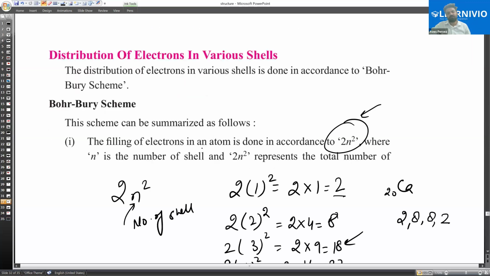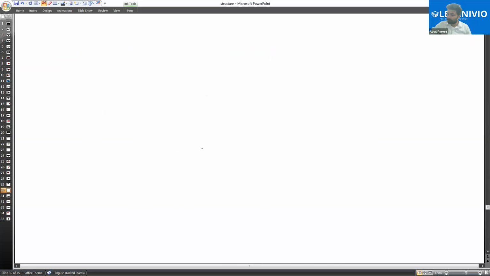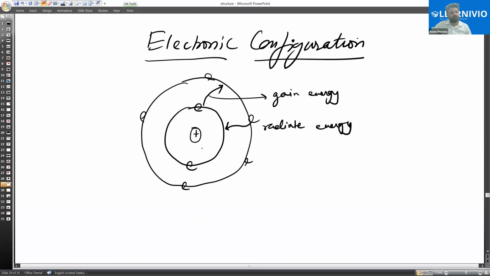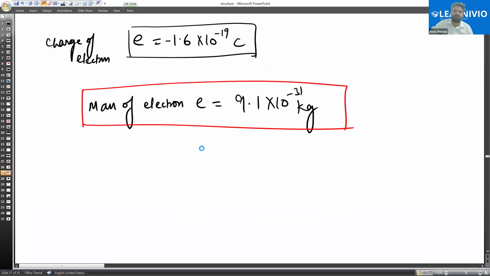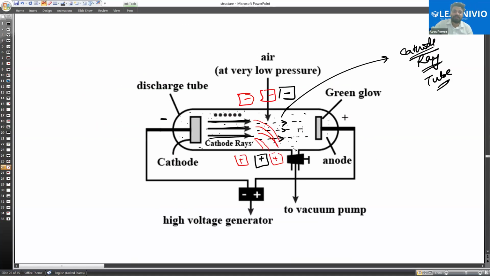Sir, am I right? So even Maxwell is wrong? Yeah, Maxwell is wrong here, because there are two types of physics. One is Newtonian physics, another one is modern physics, in which we are just going to study about the atoms and molecules.